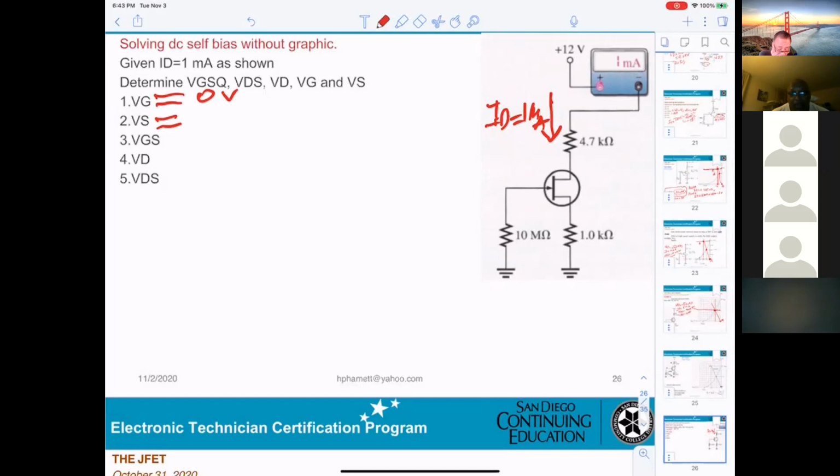1 milliamp. No, it's 1 volt. Okay, ID is 1 milliamp, RS equals 1K. Okay. VGS is VG minus VS. So -1.